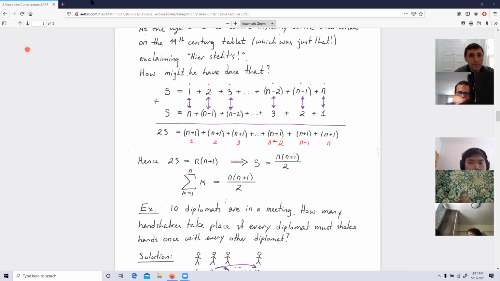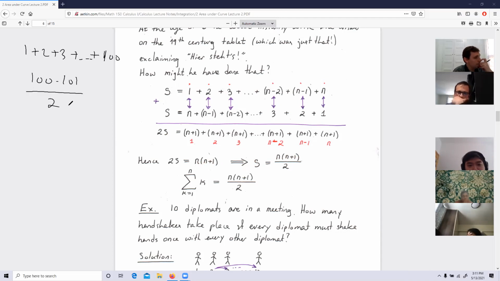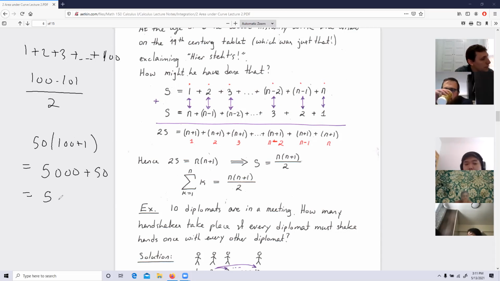So that tells me, for instance, that if I had to sum 1 plus 2 plus 3 all the way to 100, the answer is simply 100 times 101 divided by 2. Yes, as simple as that. So that would simply be 50 multiplied by 100 plus 1, and that would be 5 with 3 zeros plus 50. So altogether it would be 5050. Understood? I can very quickly then calculate.